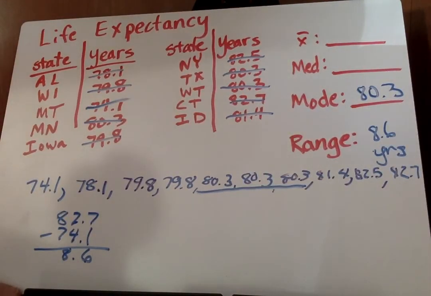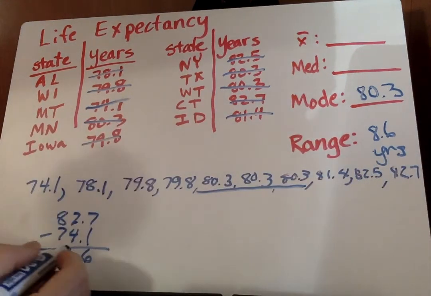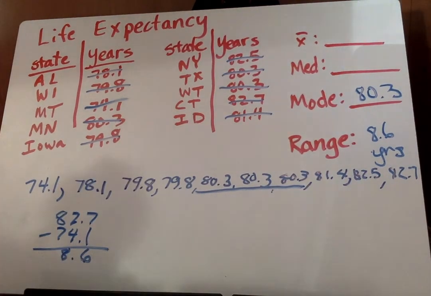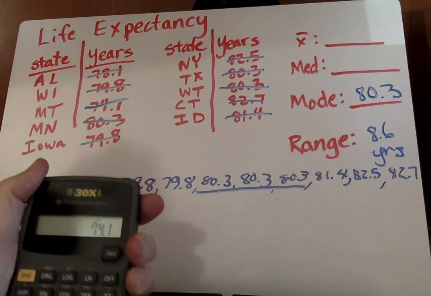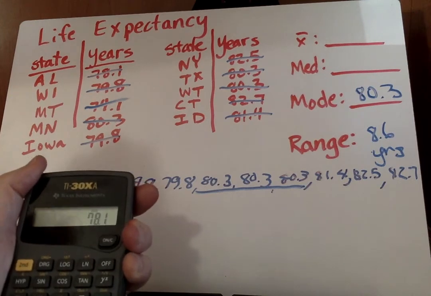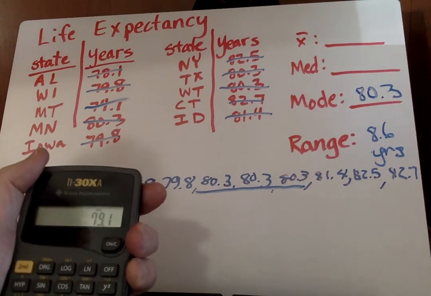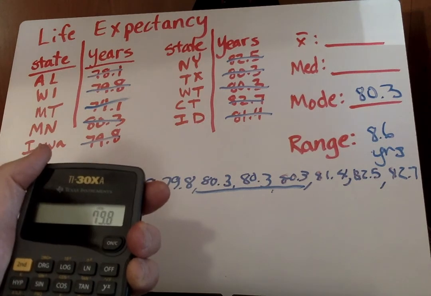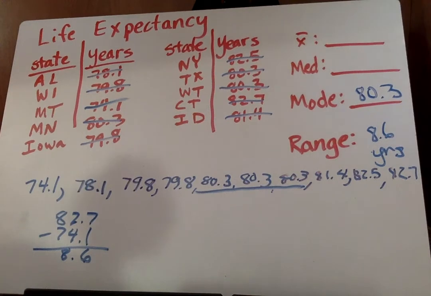Okay. Median, what's the middle number? Let's see. I don't really want to cross them out because I'm going to have to do the mean. Okay, maybe I'll just do the mean first. So I'm going to go 74.1 plus 78.1 plus 79.1 plus 79.8. Okay, I'm going to let you do that because I think I messed up on the numbers.